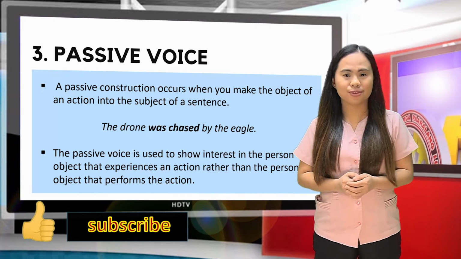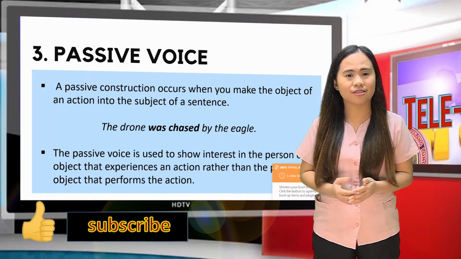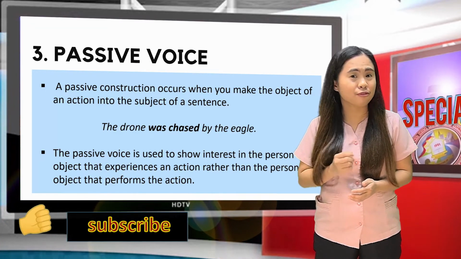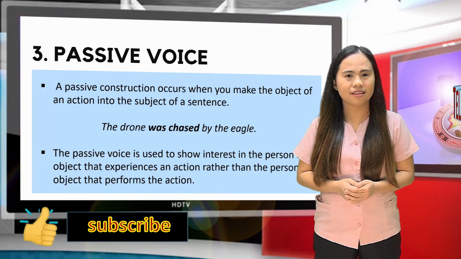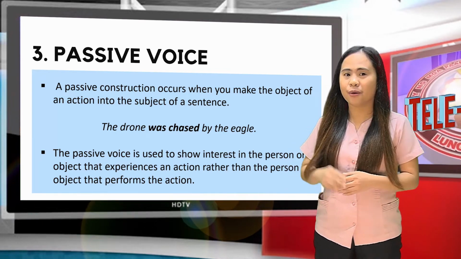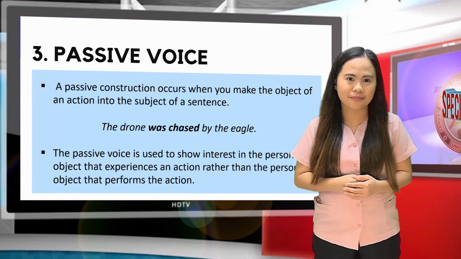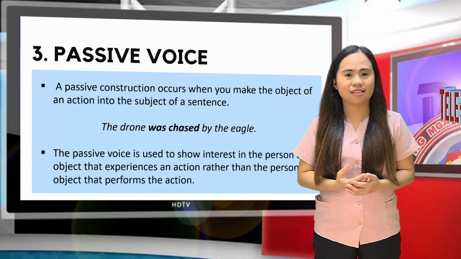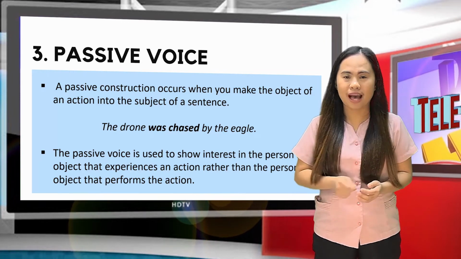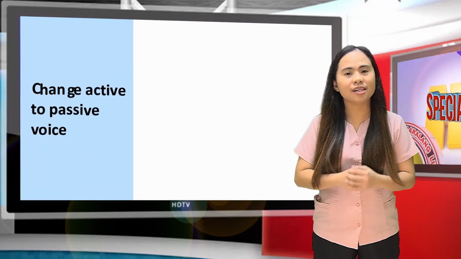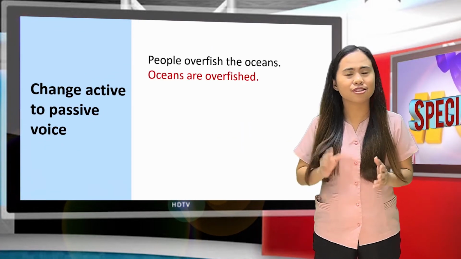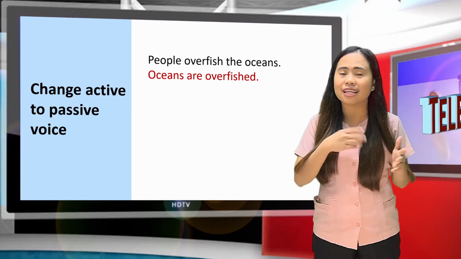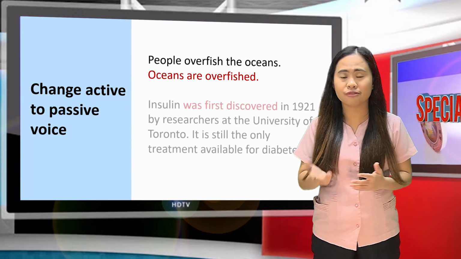The passive voice is used to show interest in the person or object that experiences an action rather than the person or object that performs that action. In most argumentative essays, where the doer of the action is not that important, or it isn't known, the beginning focus of clauses is changed from active to passive. For example, people overfish the oceans. To shift the focus from the people to the environment, we should instead write, oceans are overfished.